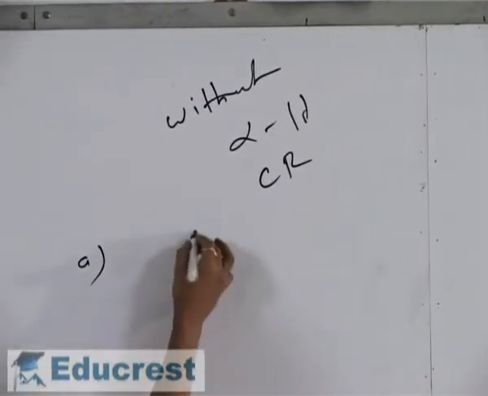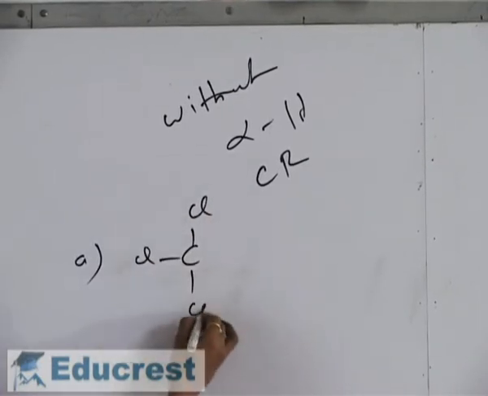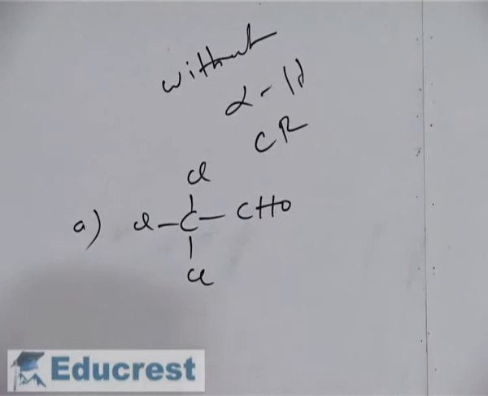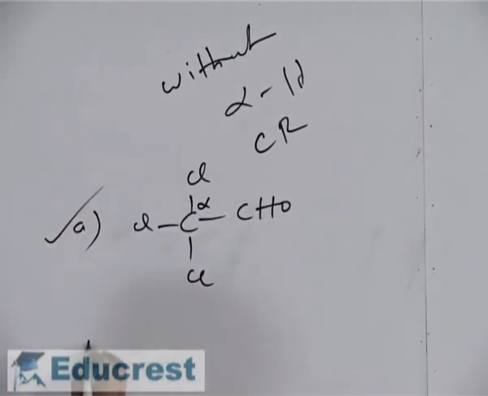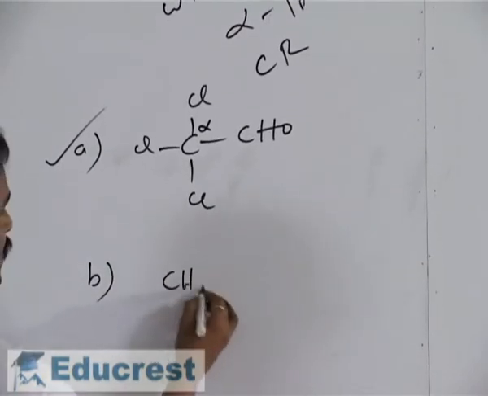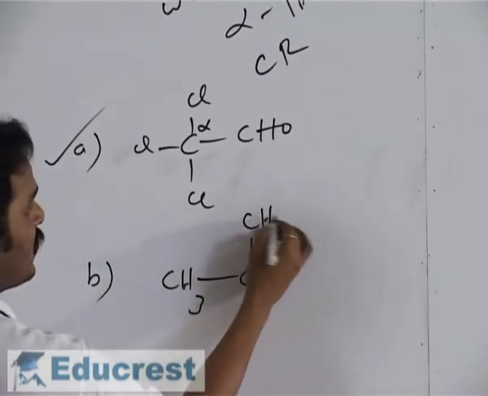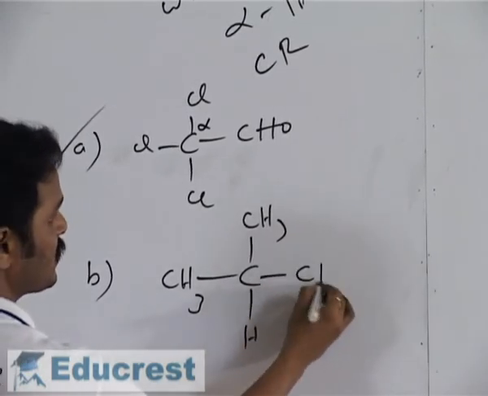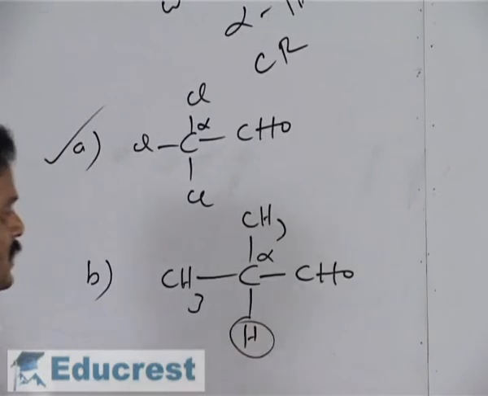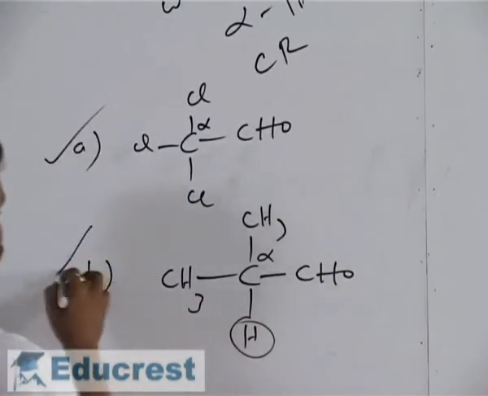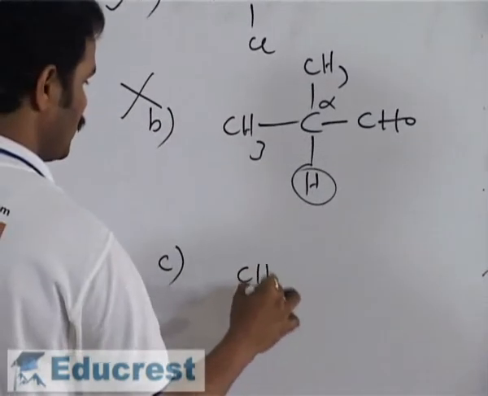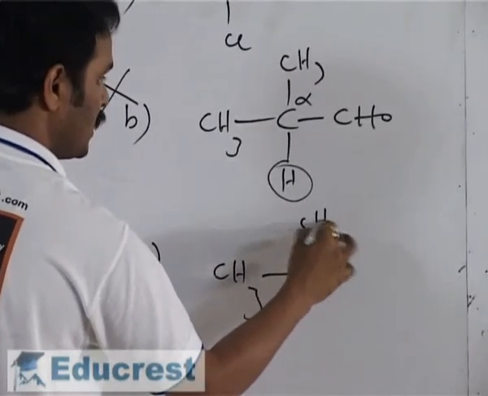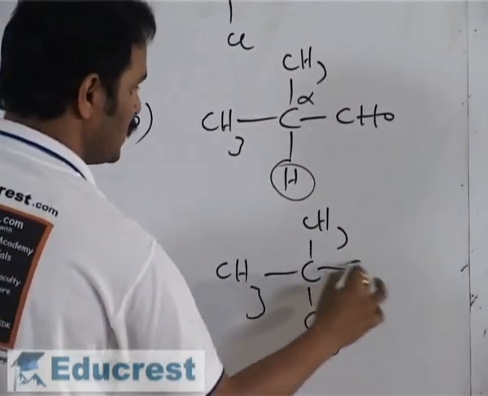First option I am taking CCl3CHO. This is the compound given. Now here there is no alpha hydrogen. This is the alpha carbon. There is no alpha hydrogen, and hence it undergoes the Cannizzaro reaction. Next, second option CH3 C CH3 H CHO. Now this is the alpha carbon, now this is an alpha hydrogen. You have an alpha hydrogen, and hence it will not undergo the Cannizzaro reaction. Next, option C I am taking CH3, CH3, CH3, CH.